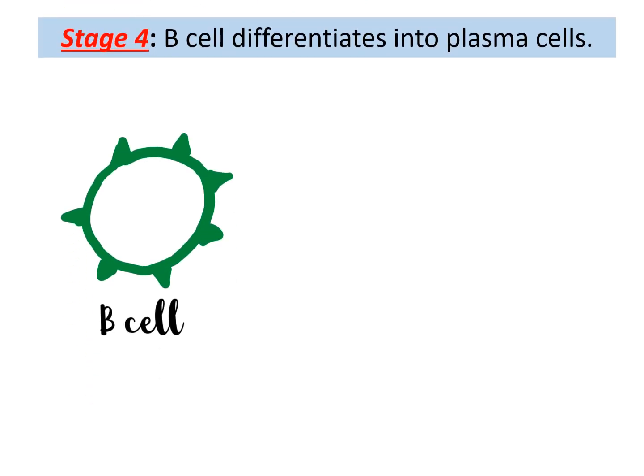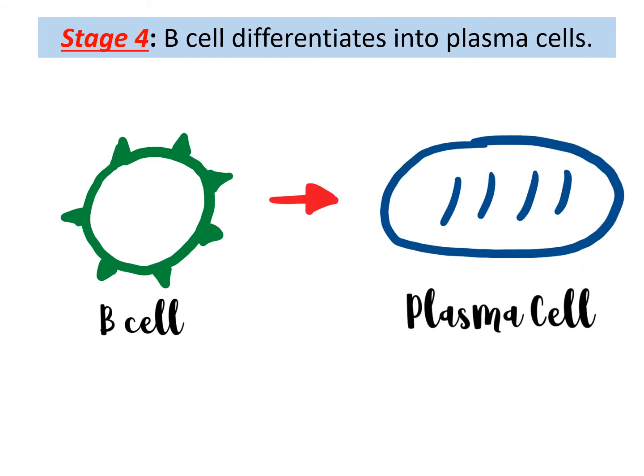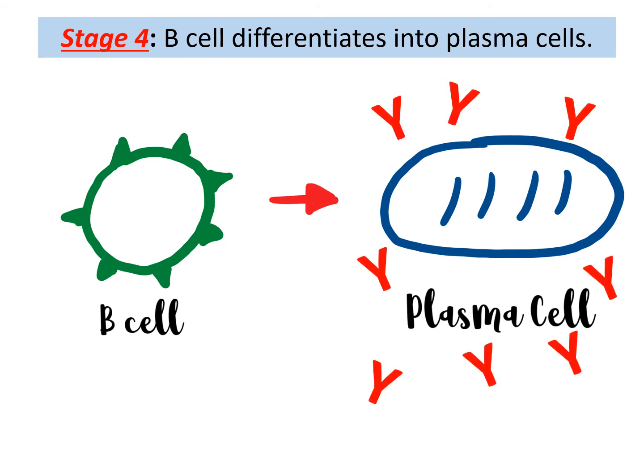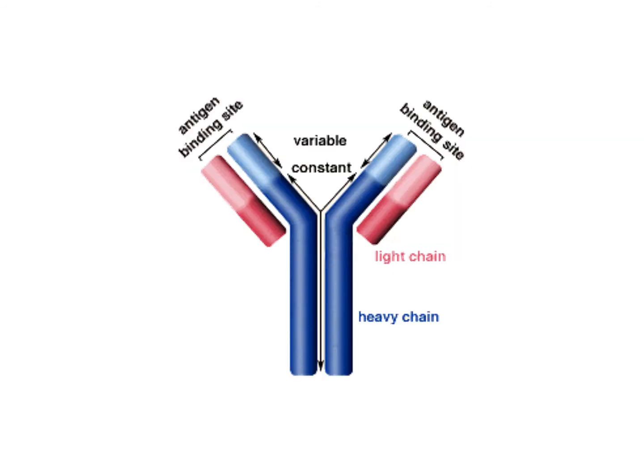The B cell can then undergo mitosis and make several copies. It can also differentiate into plasma cells, which can then produce proteins. These proteins are called antibodies, and they have a very specific shape.